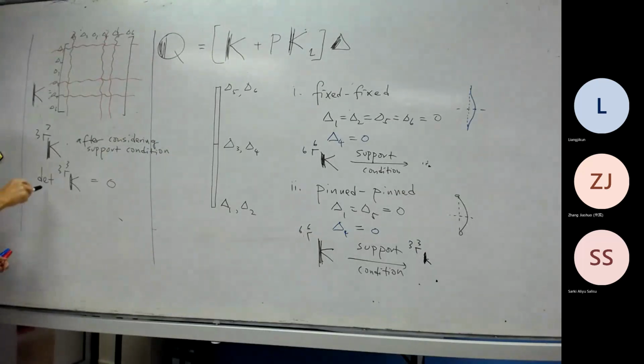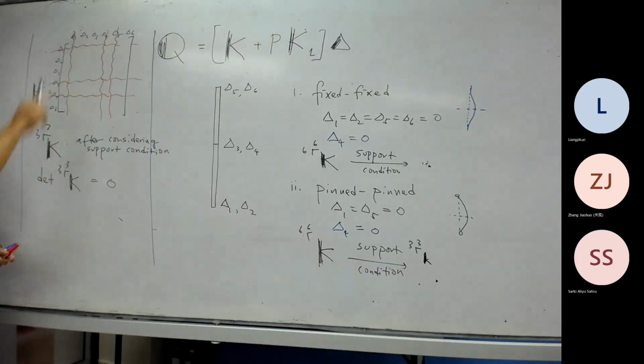Okay, and to determine the P critical, you need to apply these conditions. So determinant of this equal to 0. So this becomes a cubic equation. So we find the equation, the smallest one will give us the P critical.